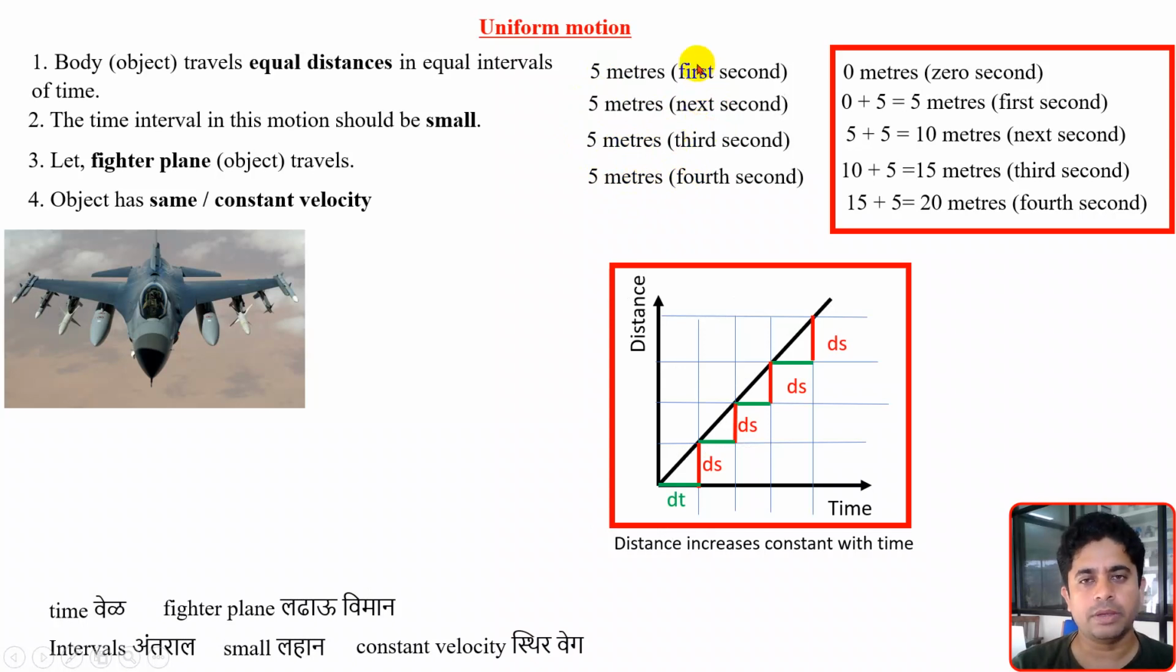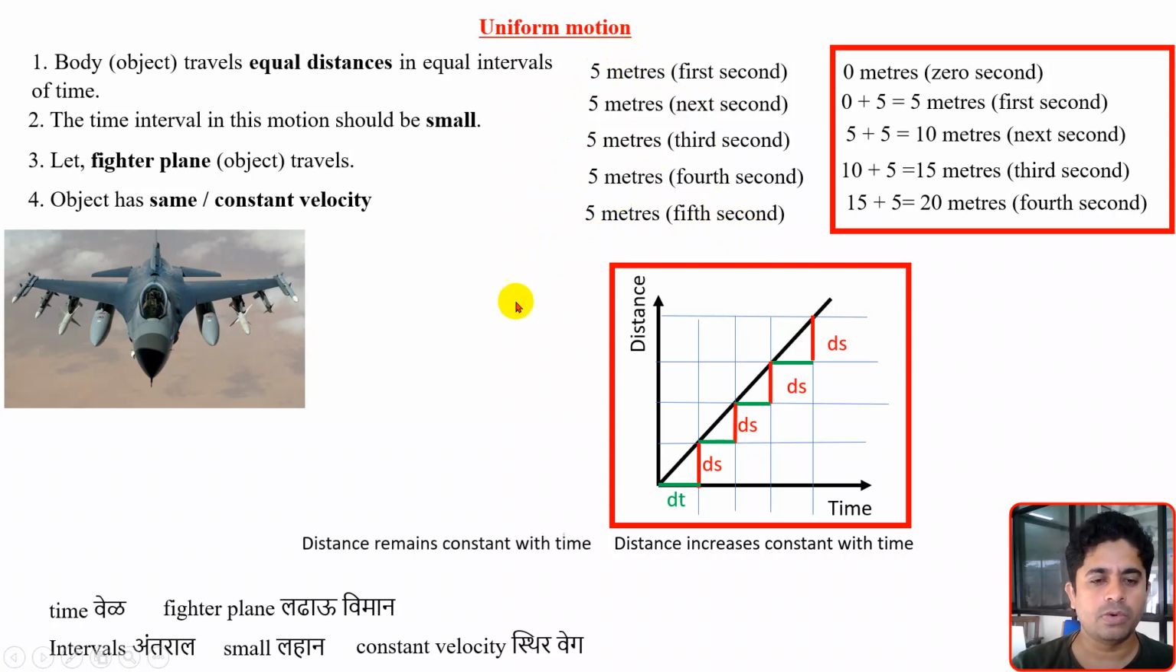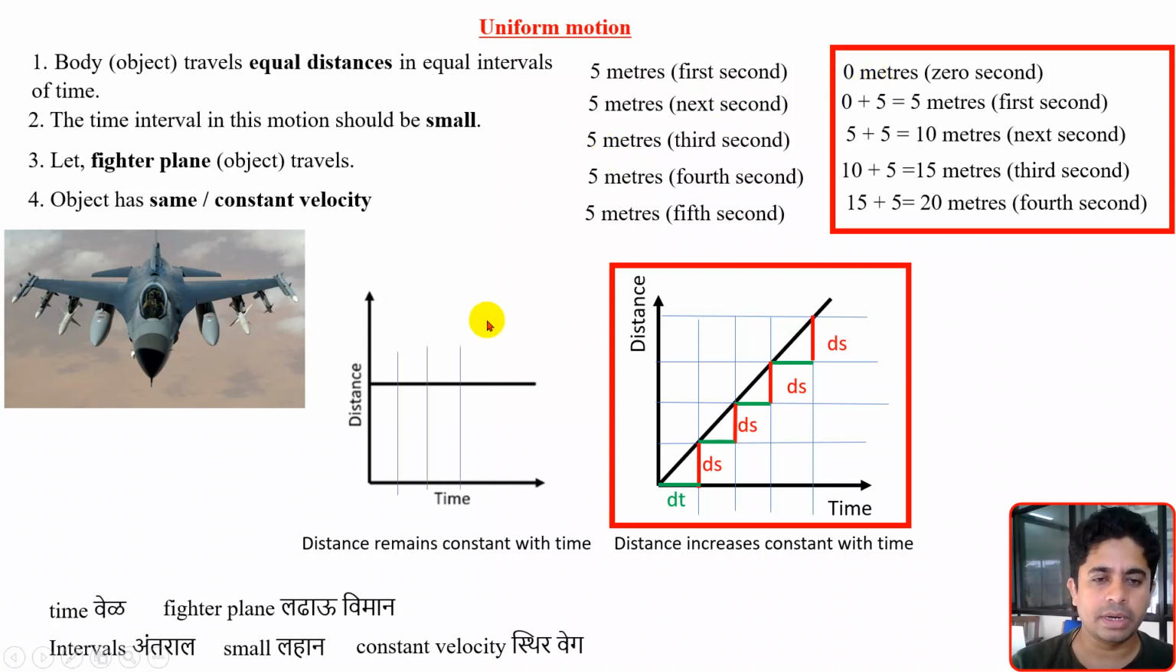So irrespective of time, whether it is the first second, second second, third second, or fourth second, the distance traveled remains the same, 5 meters only. Even in the fifth second it is the same. Now, as I said, distance remains constant with time for this journey. If I plot the distance versus time graph, just for understanding, we will divide the time interval into four parts: one, two, three, four.